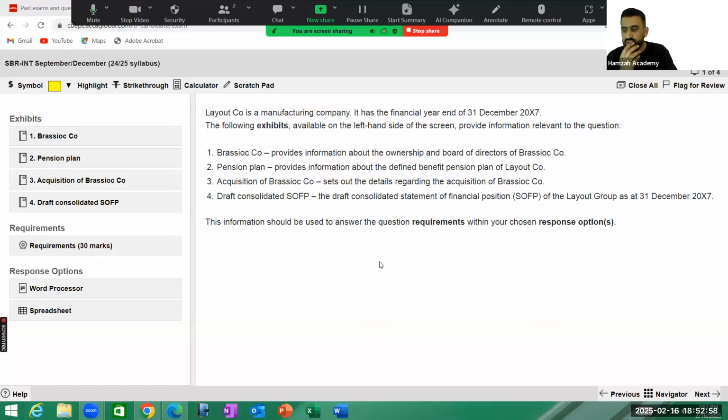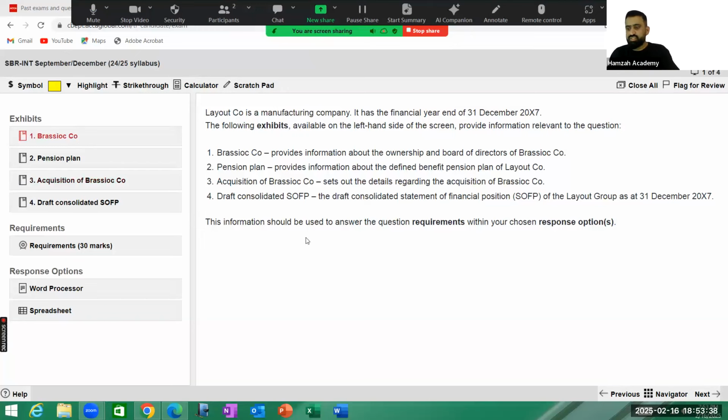Then we have some accounting issues relating to the pension plan of Layout company. That is an issue of IAS 19 Employee Benefits. Then we have the acquisition of Brassic company, which sets out details regarding the acquisition. Then we have a draft consolidated statement of financial position of the group, a pre-populated spreadsheet. Obviously, at the end, we have to incorporate the adjustments and rectify that statement of financial position. So that is the background of the question.